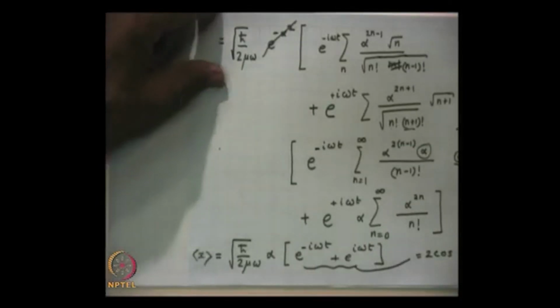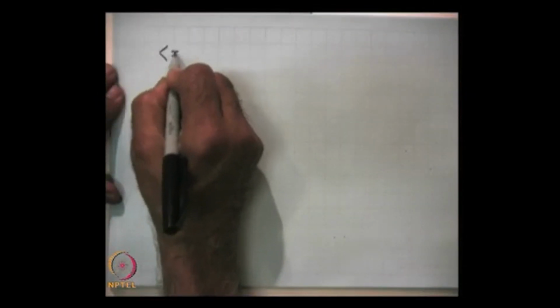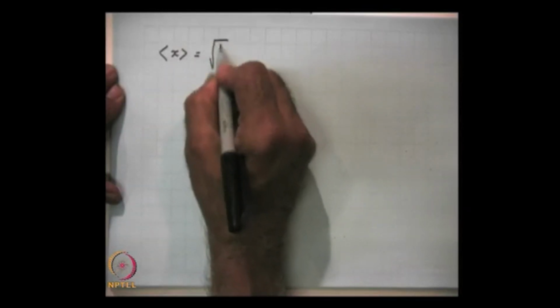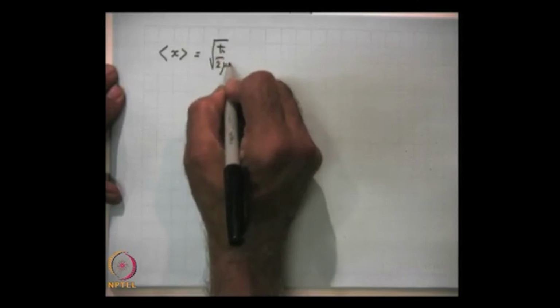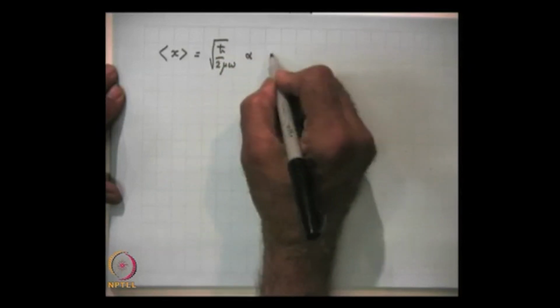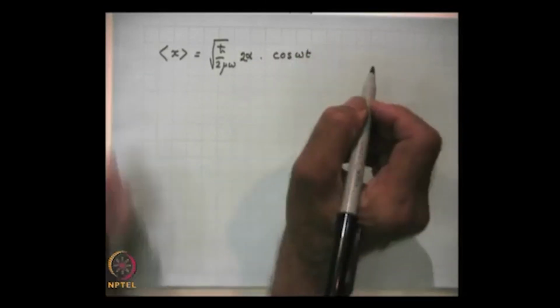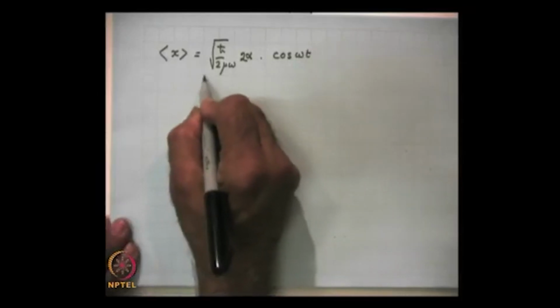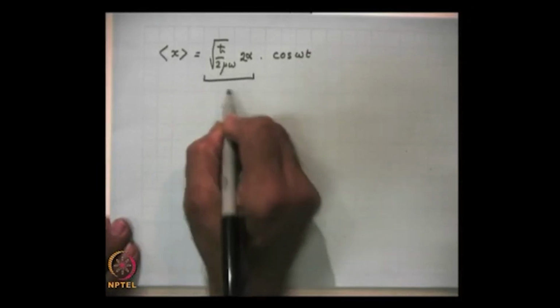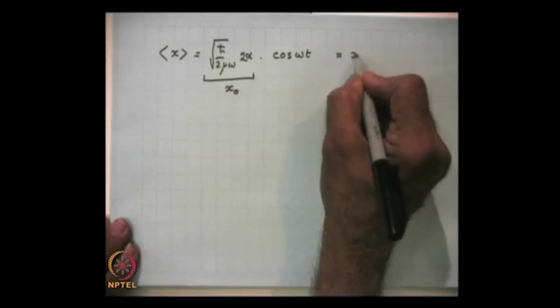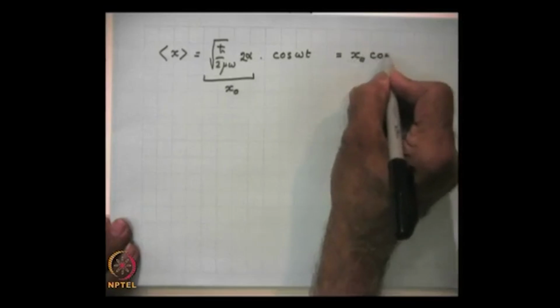So I rewrite it once again. I get x is equal to h cross by 2 mu omega alpha times 2 cos omega t. So if I write this as x naught, then this becomes equal to x naught cos omega t.